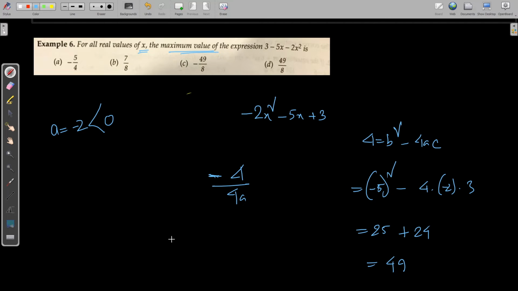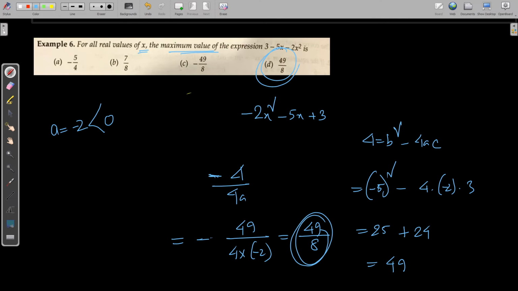So what will be the maximum value? Over here it's given -Δ. Delta is 49. 4a is what? -2 times 4, so minus and minus gets plus. So we got the value as 49/8. So the correct option will be option D.